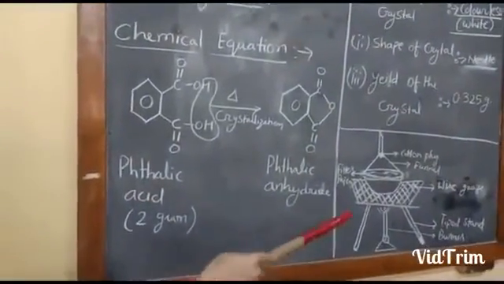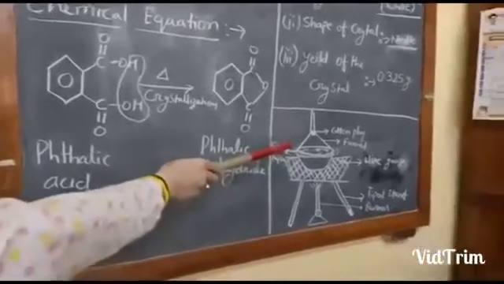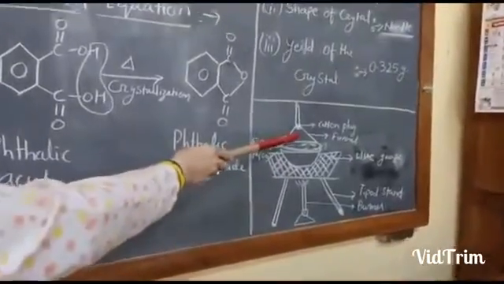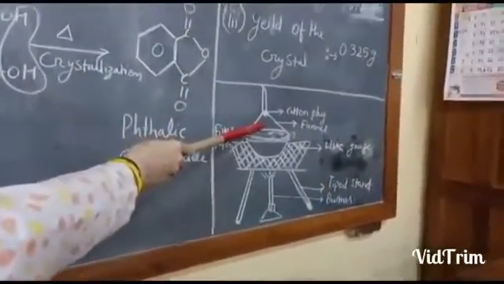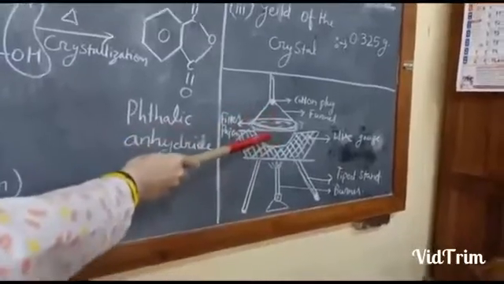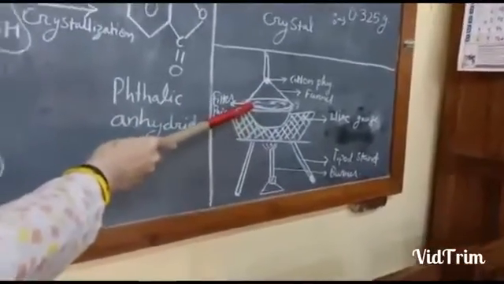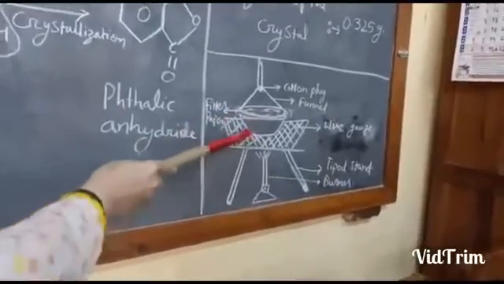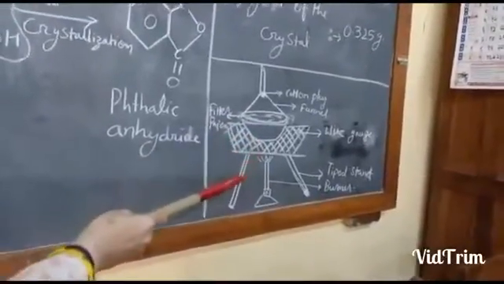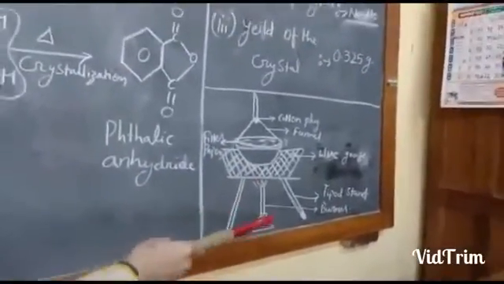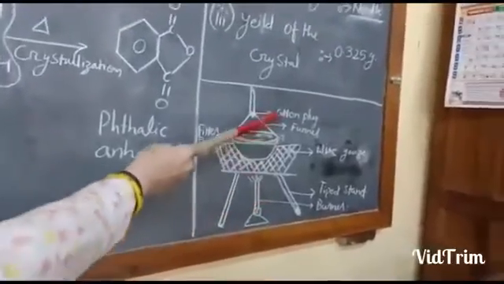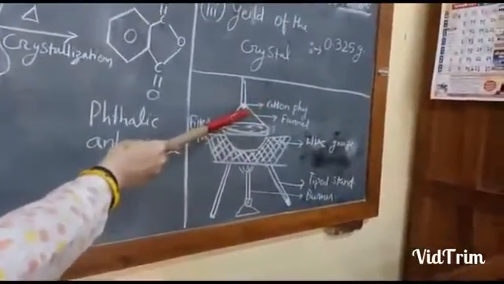The apparatus required: 1. First, that is glass funnel, then china bowl or crucible, filter paper, wire gauze, tripod stand, Bunsen burner, and cotton to generate cotton plug.